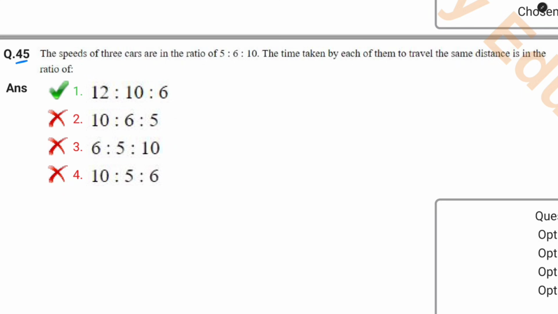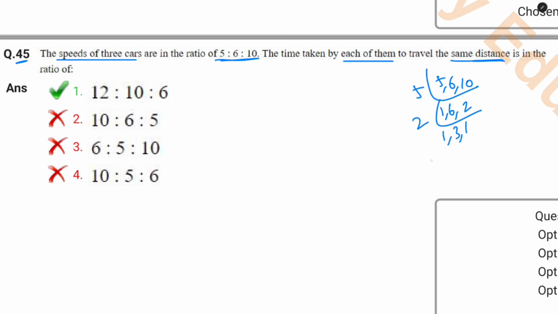Question number 45 here. The speed of 3 cars are in the ratio 5 is to 6 is to 10. Time taken by each of them to travel the same distance is in the ratio. So we will take first LCM of 5, 6, 10. 5 table 1 times. So this will be 2 times. Again 2 table 3 times. So LCM will be 5 into 2 into 3, which is 30. So ratio is 5 is to 6 is to 30.